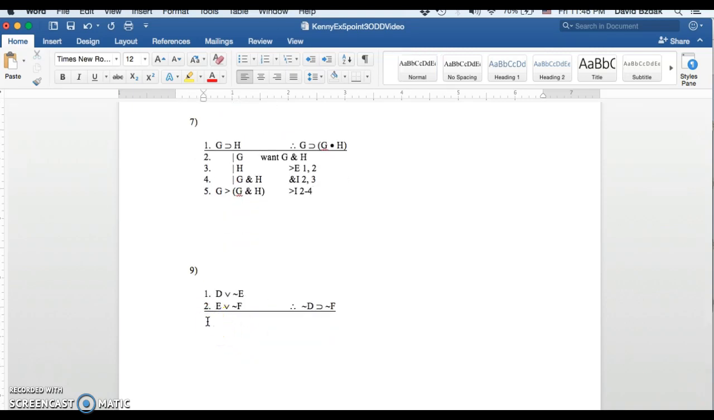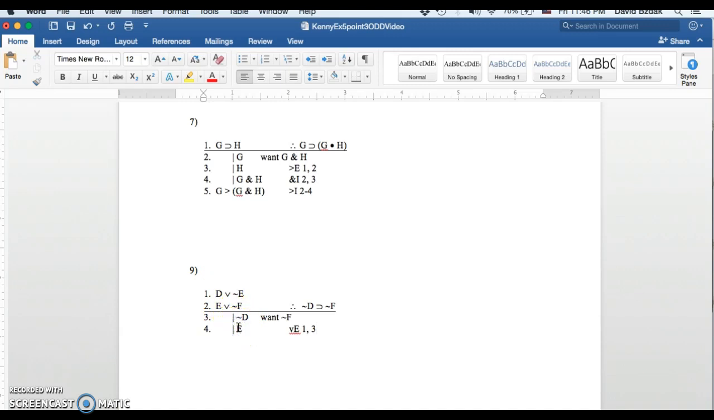Alright, last one. Here we have conditional as our conclusion. So we indent. We assume our antecedent. And we want the consequent. So assume not D. So this will prove that if not D is true, then not F is true. Alright, so now again we keep indenting until we get what we want. So with not D we can do a disjunction elimination of 1 and 3. So line 1 is a disjunction, line 3 is the negation of that one of that disjunct.